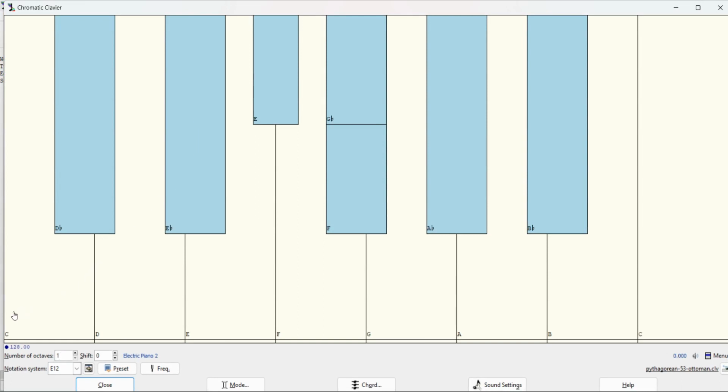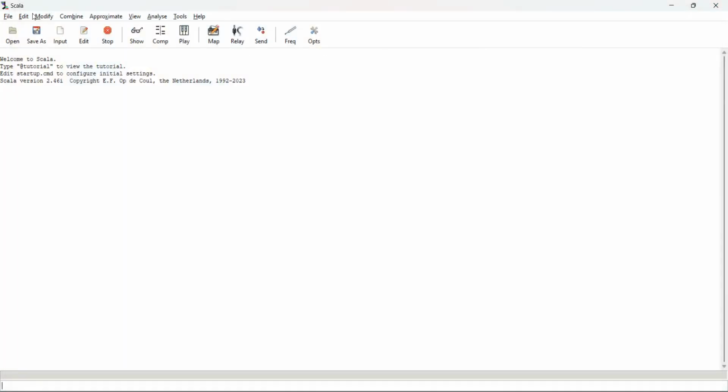Here we have the just major third and the just major chord. And now we have the Pythagorean major third, which is a little bit more dissonant, and the Pythagorean major chord. And these are the two main problems of Pythagorean tuning.